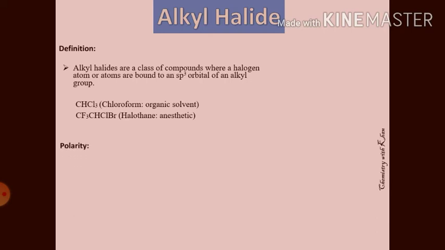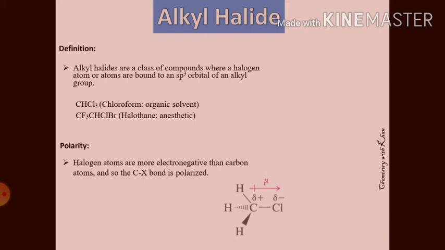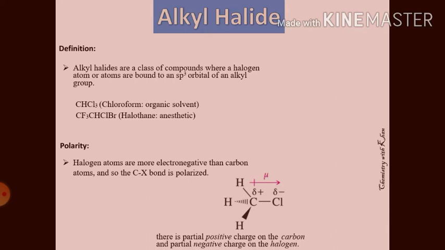Polarity: alkyl halides are always polar compounds. Halogen atoms are more electronegative than carbon atoms, and so the carbon-halogen bond will be polarized like this. You can see the partial positive charge on carbon while partial negative charge on chlorine. It means that chlorine is attracting electrons from carbon toward itself. And if there is any nucleophile or electron rich species, it will attack the carbon and chlorine will be removed.